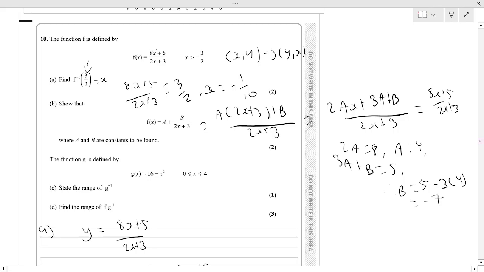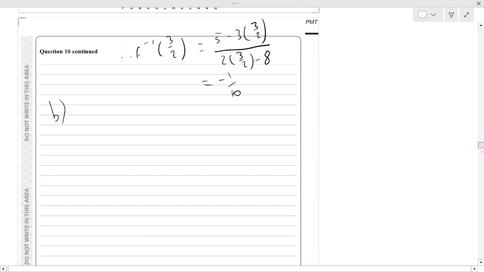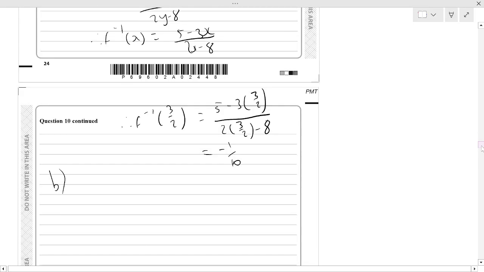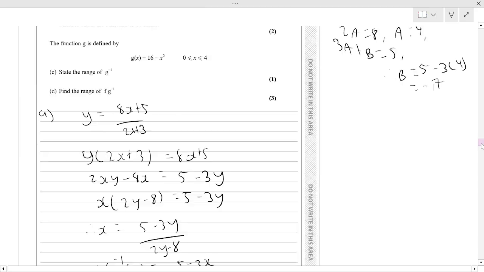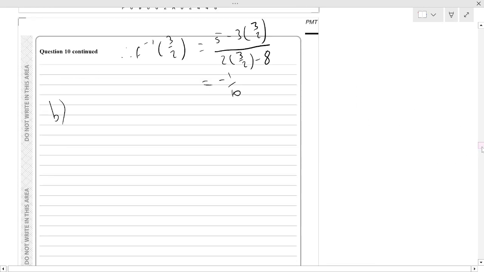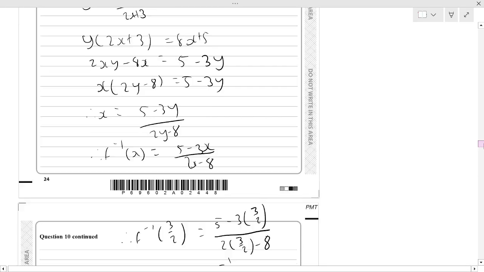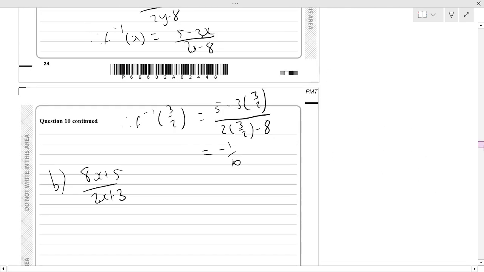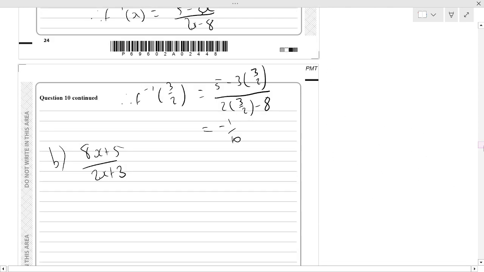But I'm going to do it with long division, right? So, what have we got here? What's our function? 8x plus 5 over 2x plus 3. Did I copy that right? I did. So now, I'm going to do algebraic division. So the denominator has to be outside the little bus stop here.